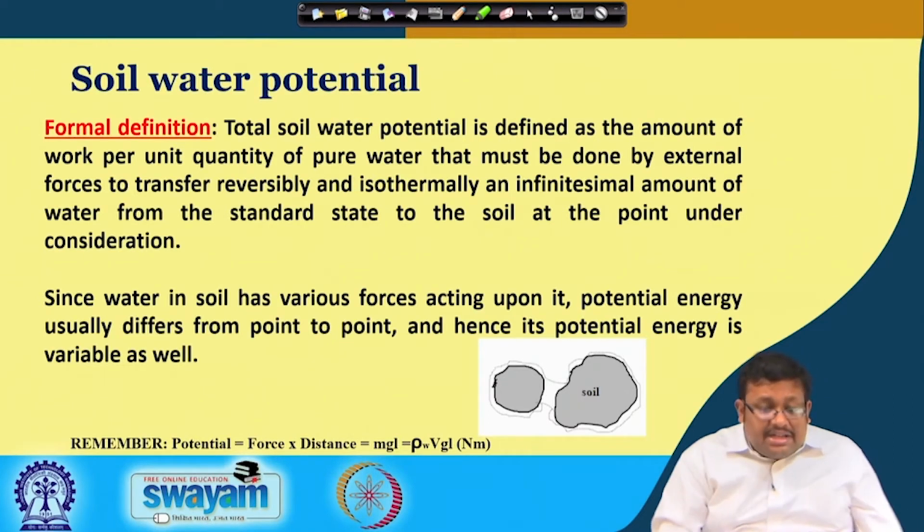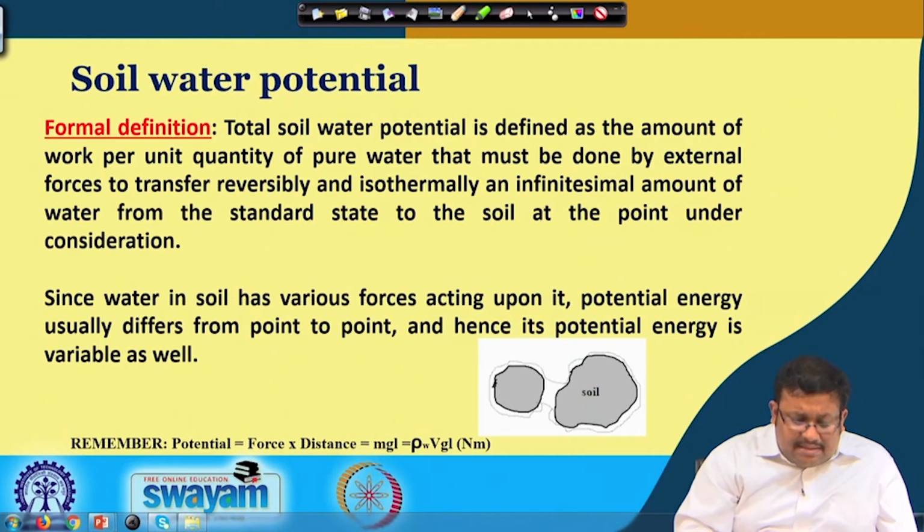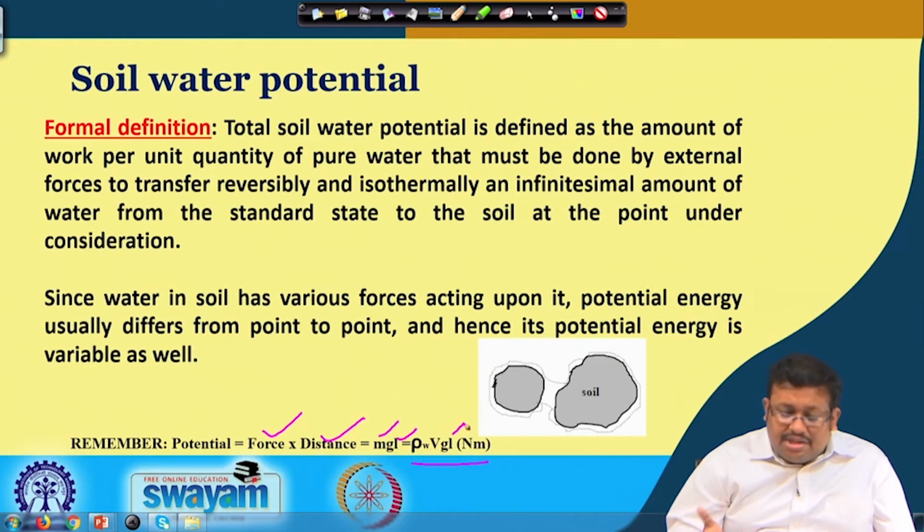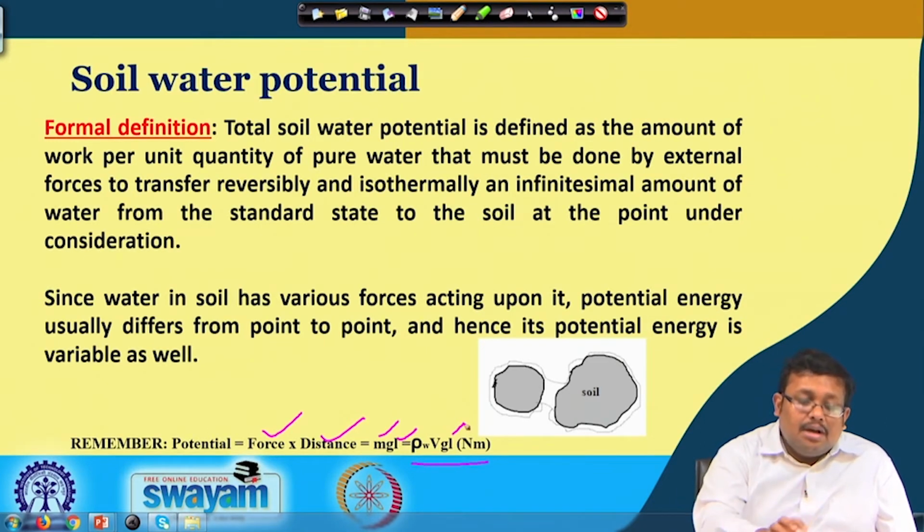So, remember that potential is defined as a multiplication of force and distance. If the force is denoted by mg and the distance by L, this is the final expression, where rho w is the density of water, V is the volume, g is the gravitational acceleration and L is the distance. So, it is expressed in Newton per meter, and this is the general expression of potential.